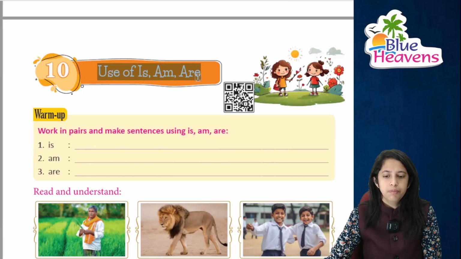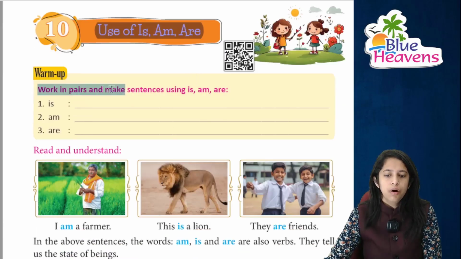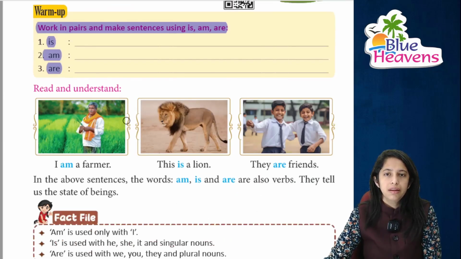The title of our chapter is, are and am. Work in pairs and make sentences with is, are and am. जैसे is. My Ritu is my best friend. ऐसा कह सकते हैं, I am a girl. They are playing in the garden. You just read the following sentences.